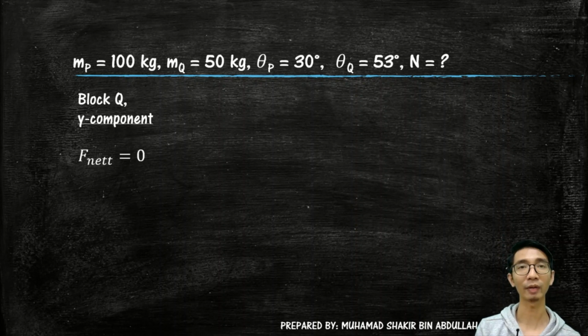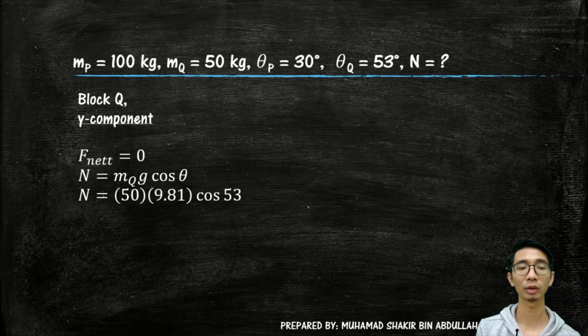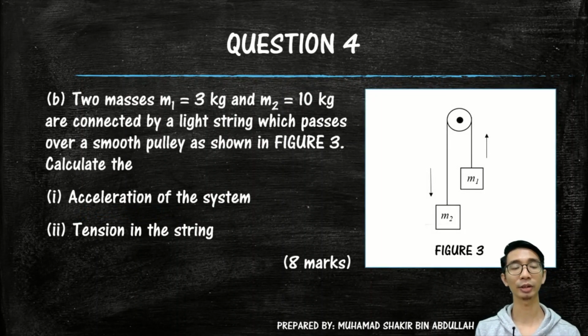F net equal to 0. Why F net equal to 0? Not equal to MA because there is no acceleration in the Y component. We are moving on the X component only, there's no motion in the Y component. So that's why F net equal to 0 for the Y component. And then N equal to mg cos theta, because both forces are equal since F net equal to 0. So N equal to MQ g cos theta. Substitute MQ is 50, g is 9.81, theta is 53. Using the calculator, N equal to 295.19 Newton. So that's it for part B.